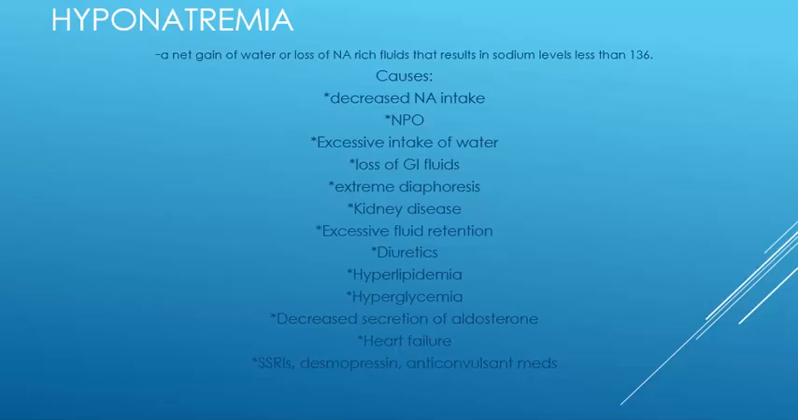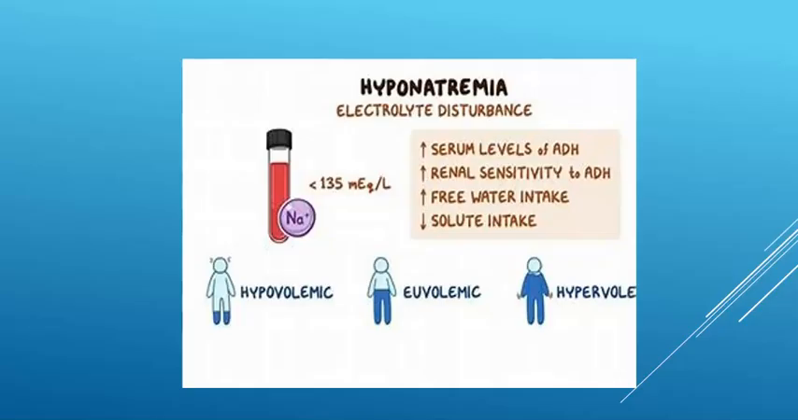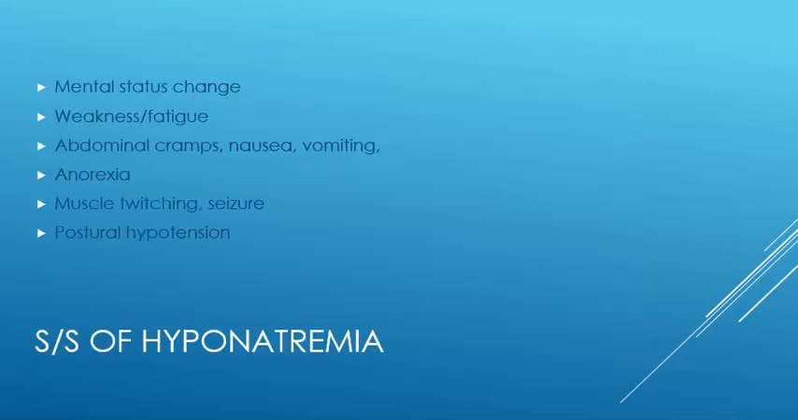If you go to page 260, there is a box that talks about hyponatremia. It's box 13.4. Here's another chart that you can use. Some signs and symptoms: mental status change, weakness, fatigue, abdominal cramps, nausea, vomiting, anorexia, muscle twitching, and postural hypotension.